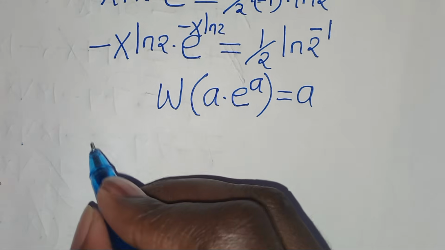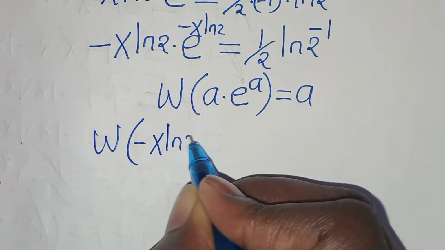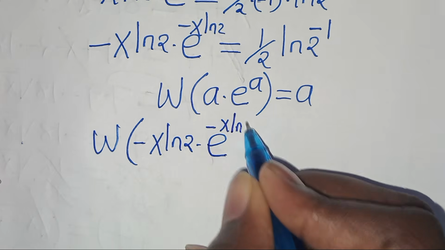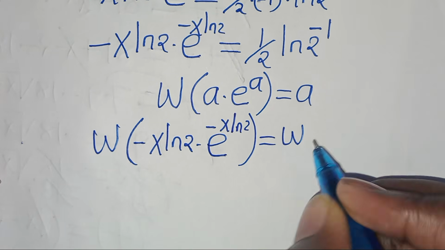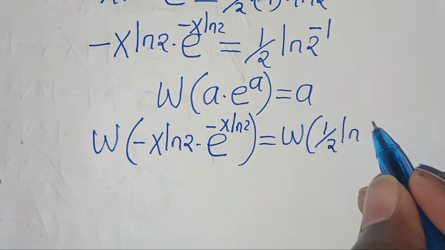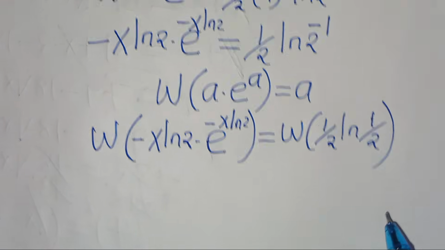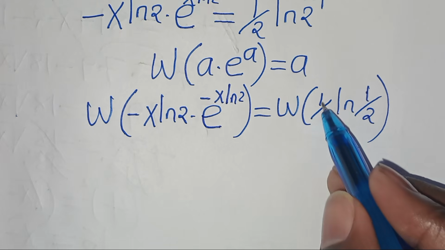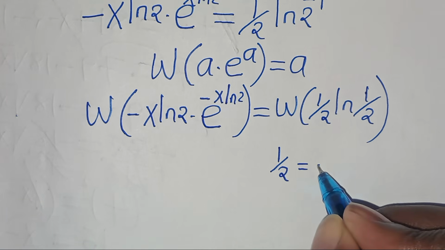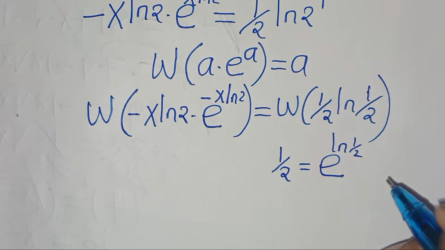Now this means that we have the Lambert W function on the left-hand side of minus x ln of 2 multiplied by e to the power of minus x ln of 2, which is equal to the Lambert W function of a half ln of 2 to the power of minus 1, which is the same thing as 1 over 2, close the parenthesis. Now we can express 1 over 2 in terms of the exponent. 1 over 2 is the same thing as e to the power of ln of a half.